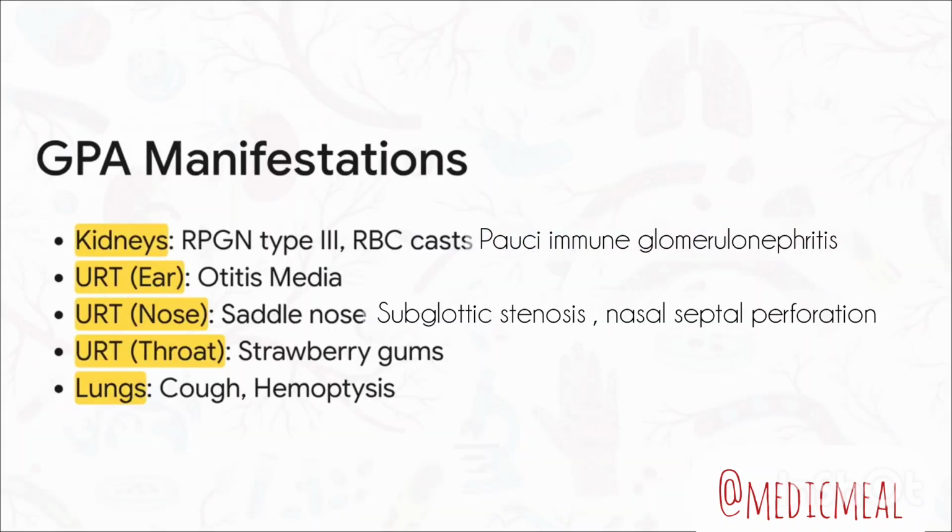In the kidneys, it causes this rapidly progressive pauci-immune glomerulonephritis, and you'll see red blood cell casts in the urine. The upper respiratory tract gets hit the hardest, leading to ear infections or otitis media, a perforated nasal septum, and that classic collapsed saddle nose deformity. And in the throat, you can see these characteristic strawberry gums and a dangerous narrowing of the airway called subglottic stenosis. And of course, the lungs are involved too, causing cough, hemoptysis, and pneumonitis.